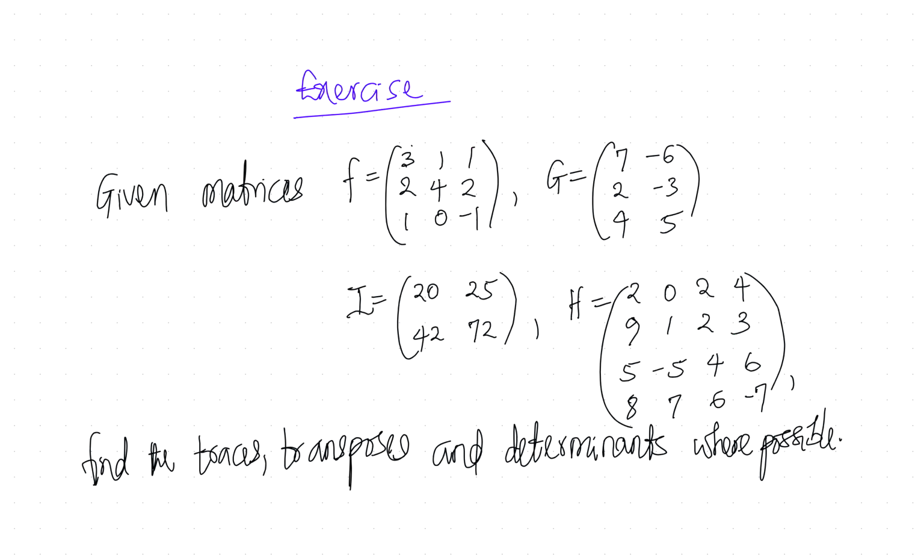So given matrices F, 3, 1, 1, 2, 4, 2, 1, 0, minus 1, G, this is a 3 by 3 matrix, the first one, F. G is a 3 by 2 matrix. Then this is a 2 by 2 matrix. And interestingly, this is a 4 by 4 matrix. I did not do the determinant of a 4 by 4 matrix.